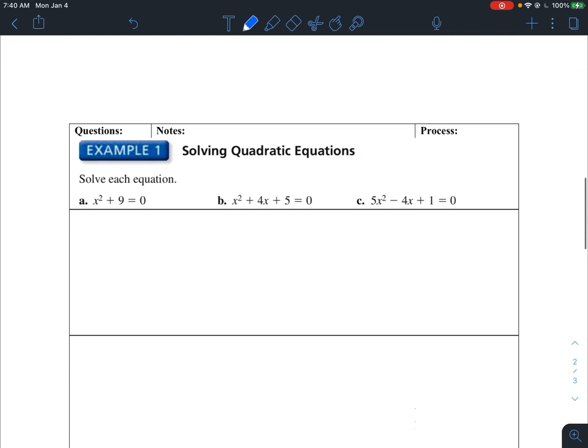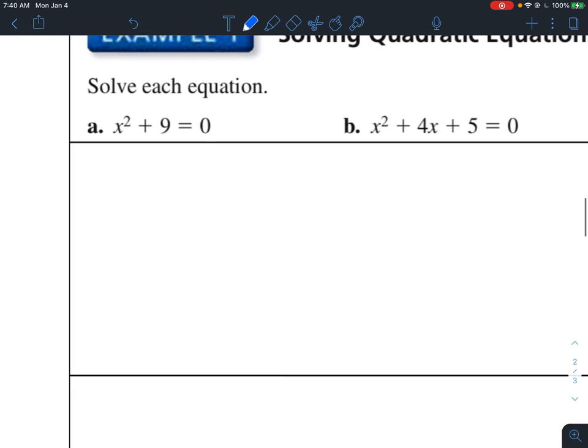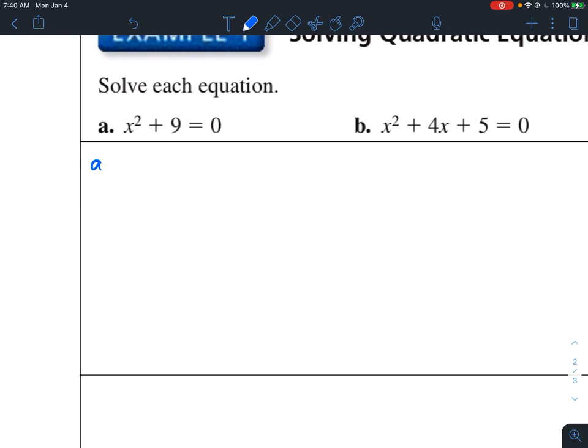Now let's come down here and do the same for these three problems right here. Solve the quadratic equation. So starting with A, we have x squared plus 9 is equal to 0. And this one's just like the one above. We can solve it just as it is. So we can subtract 9, and x squared is equal to negative 9.